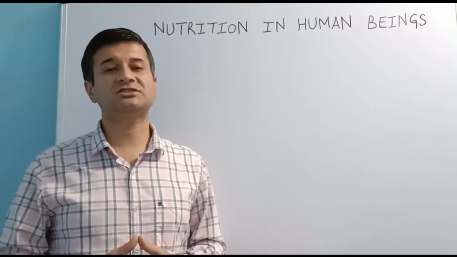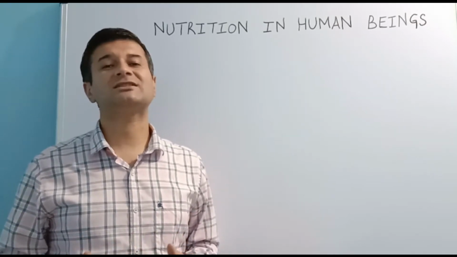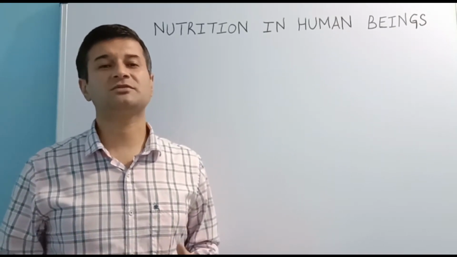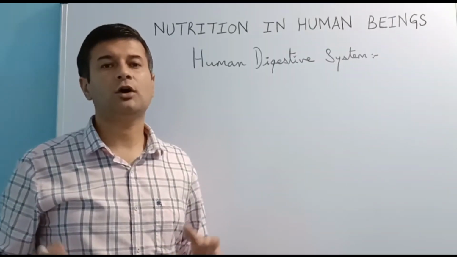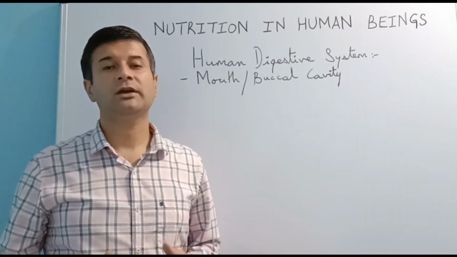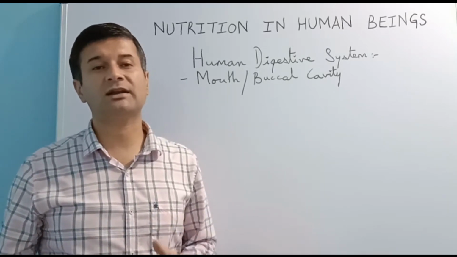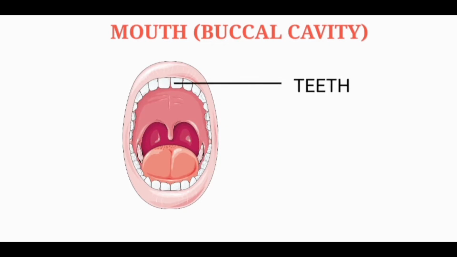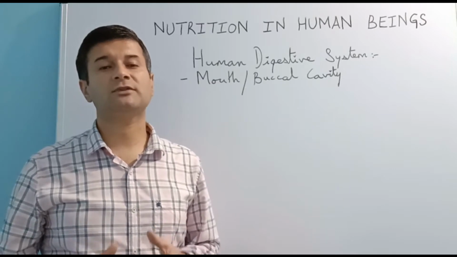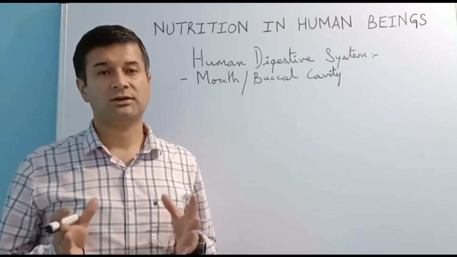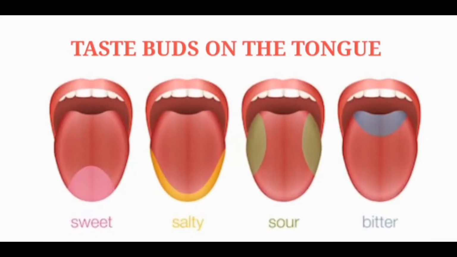Now let us begin our discussion about the different parts of the alimentary canal which form the digestive system. Mouth or buccal cavity. The food in human beings enters through the mouth or buccal cavity. The floor of the mouth has a muscular tongue with taste buds. The taste buds help us to perceive different tastes like sweet, salty, sour and bitter.